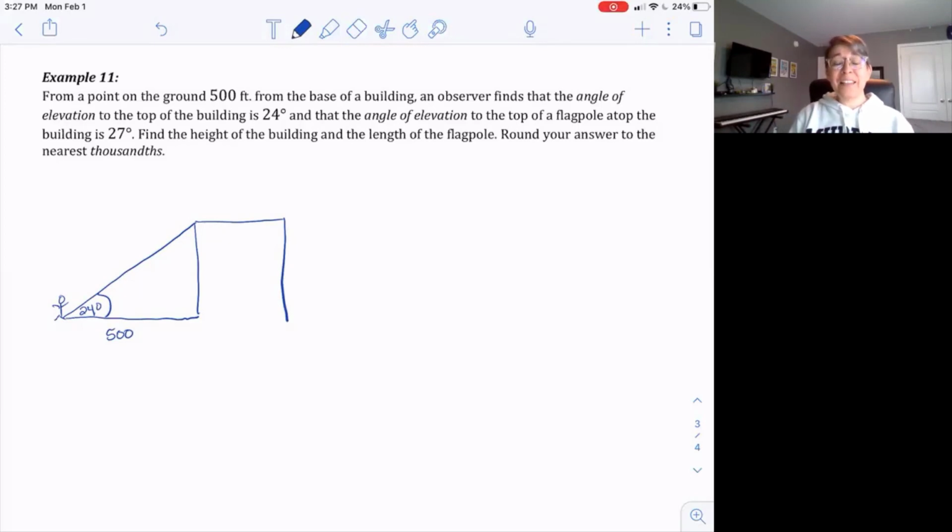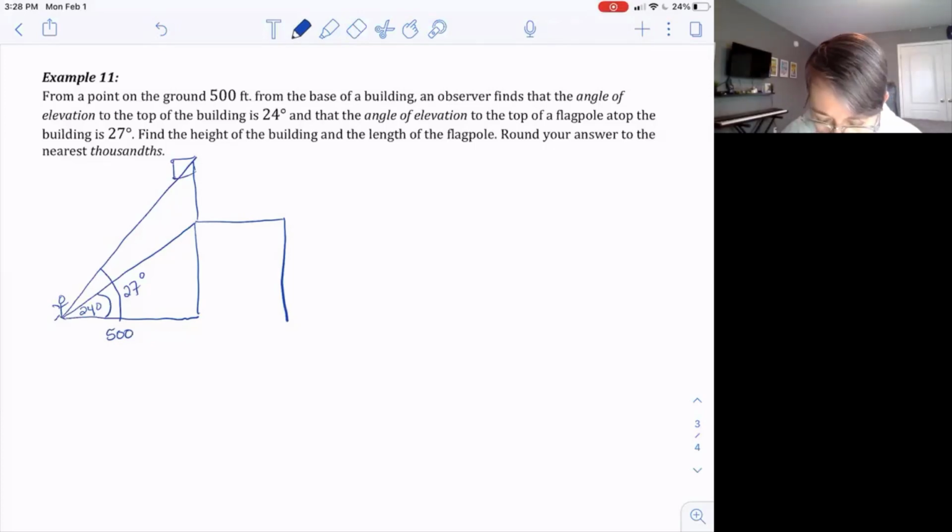Then it says that there's another angle of elevation to the top of a flagpole that's on top of the building. So we'll put a flagpole here. Angle of elevation to the top of the flagpole is 27 degrees. So they're wanting us to do two things. They want us to find the height of the building and the length of the flagpole. Well, let's find the building first.